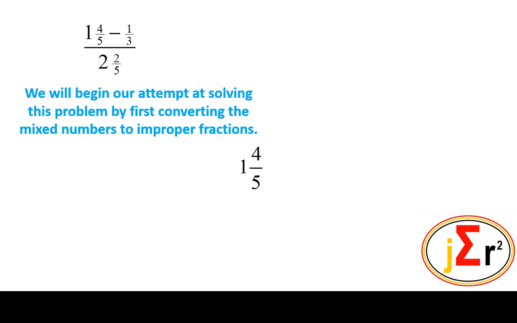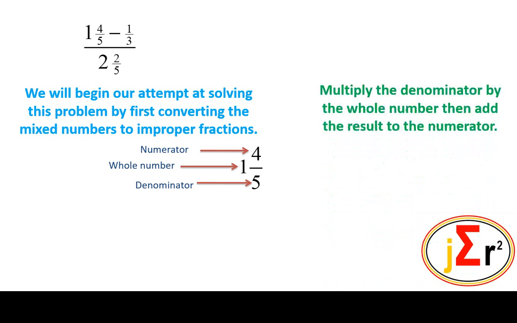And the first one that we have is 1 4/5. We first label the components of the fraction: the numerator, the whole number, the denominator. As a reminder, also, our younger viewers will be able to comprehend and follow this exercise quite readily. Multiply the denominator by the whole number, then add the result to the numerator.